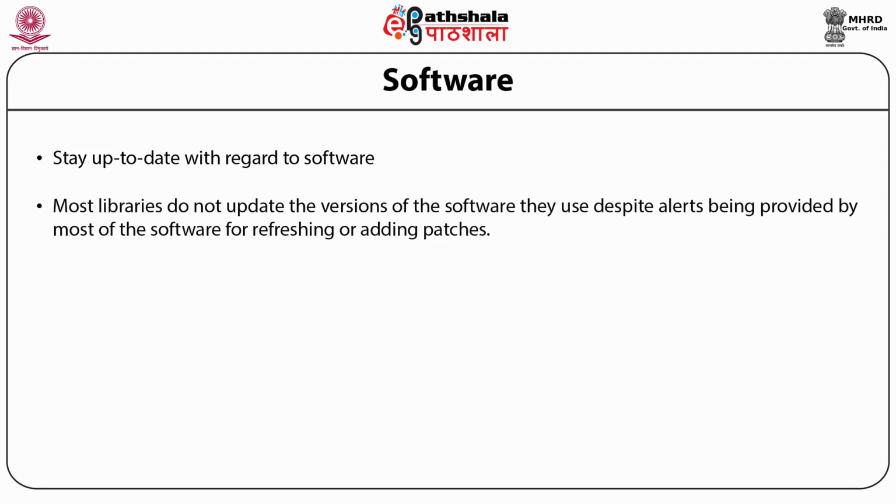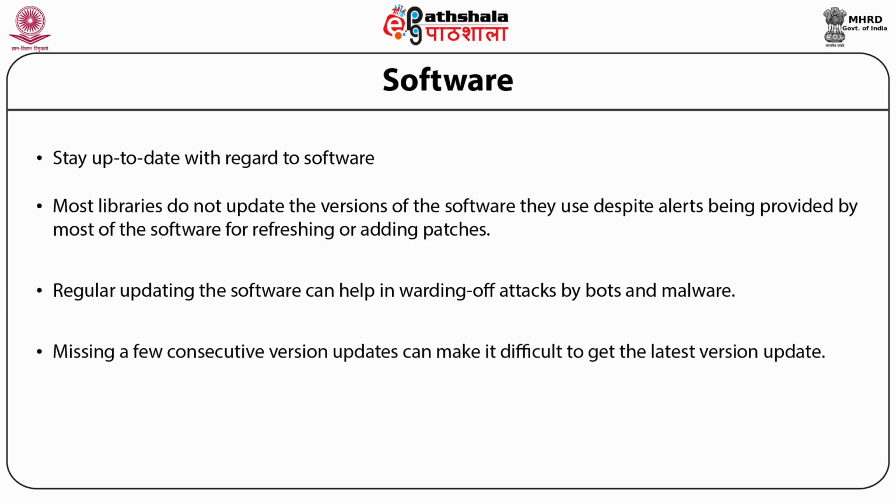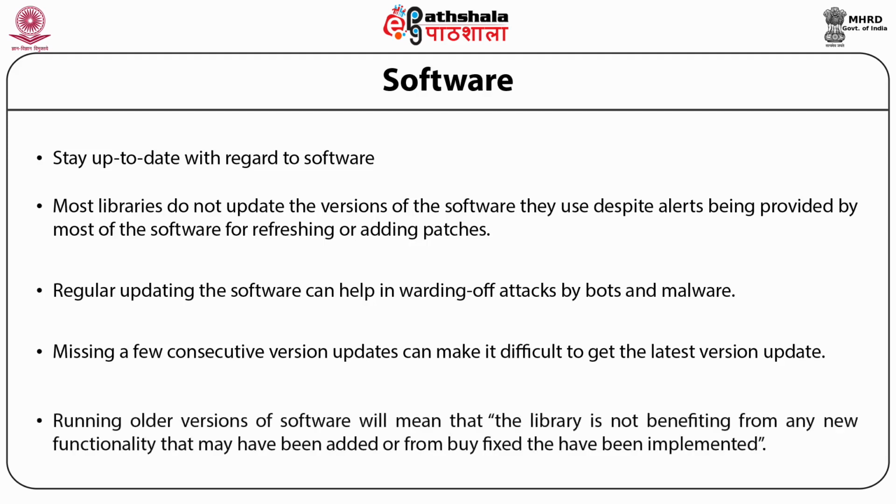However, most libraries do not update the versions of the software despite alerts being provided by the software package for refreshing or adding patches. Without regular updating, the software will not be able to ward off attacks by bots, malware, and viruses. Missing a few consecutive updates can make it difficult to get the latest version of software. With all these problems, the libraries of today are looking at alternate solutions, most importantly having the open source software that we discussed. But then running older versions of software will mean that the library is not benefiting from the new functionality that may have been added or from bugs that need to be fixed and implemented.